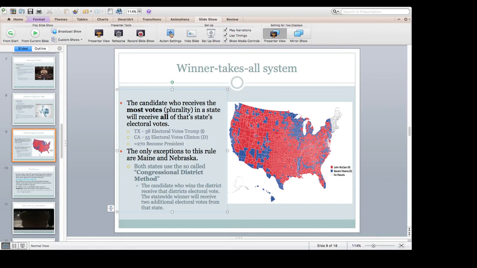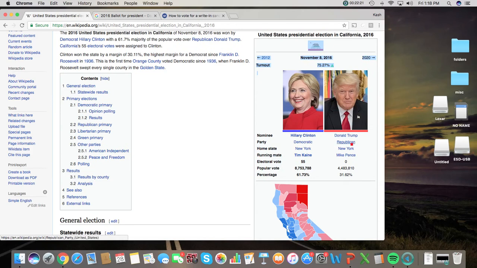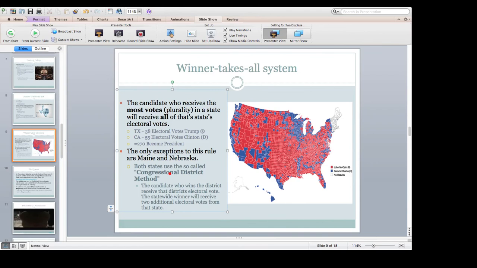In Maine and Nebraska, it's a little bit more proportional. What did I tell you earlier? Well, just like in Texas, where Trump in California received 31% of the vote, he gets 0 electoral votes. He doesn't get anything. In Maine and Nebraska, check it out, it's a little bit different. The candidate who wins the district, let me explain to you what that means.